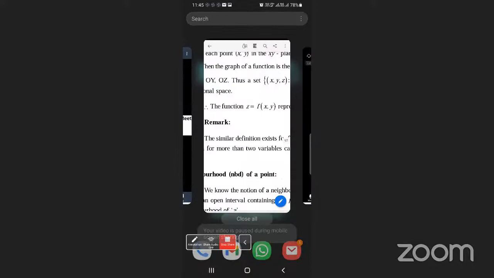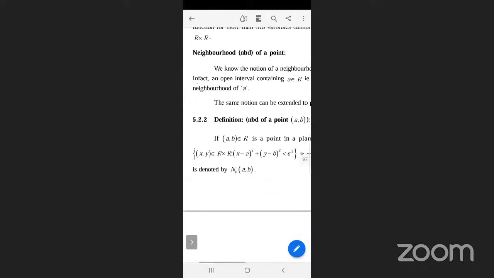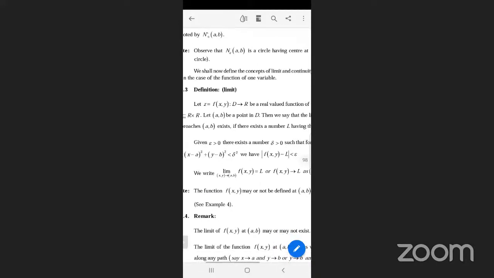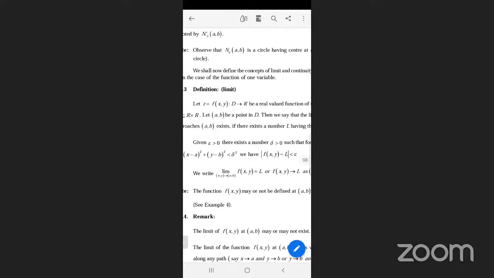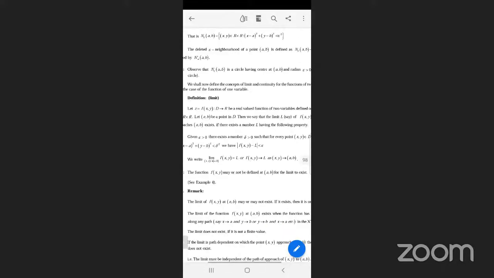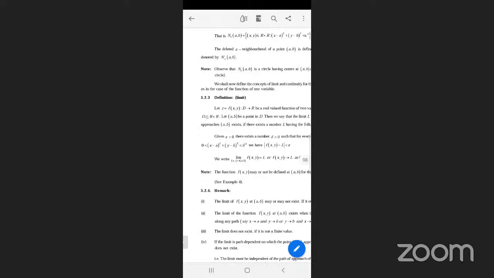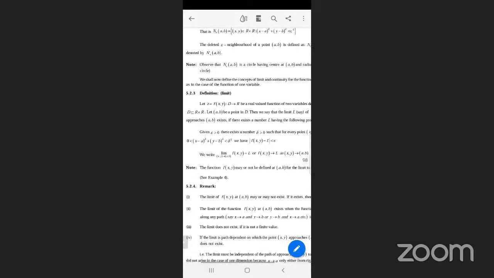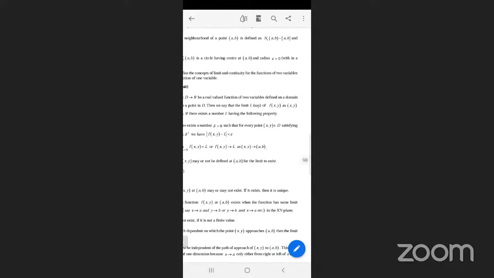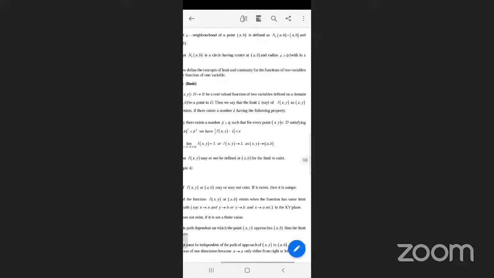So it is here, the neighborhood point. These are the limit definitions. Let z equal f of x, y, where f is a mapping from D to R, a real valued function of two variables defined on a domain D contained in R cross R, and let (a, b) be any point in D. Then we can say that L is the limit of this function f of x, y as x, y tends to a, b.